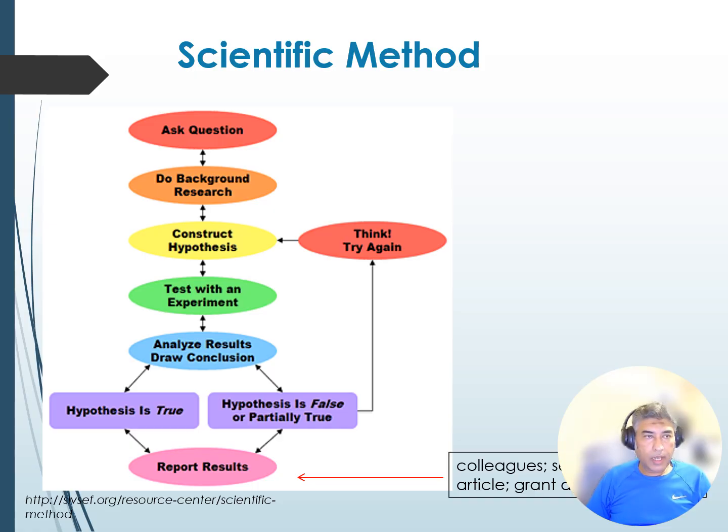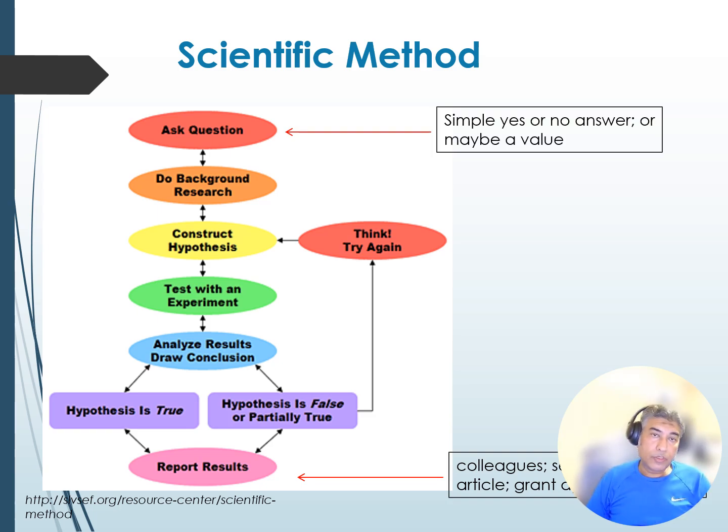Scientific methods depend on these steps: ask a question, do background research, construct a hypothesis, test with an experiment, analyze results, and draw a conclusion. If the hypothesis is true, report results. If the hypothesis is false or partially true, then think again, construct the hypothesis again, and repeat the same cycle.